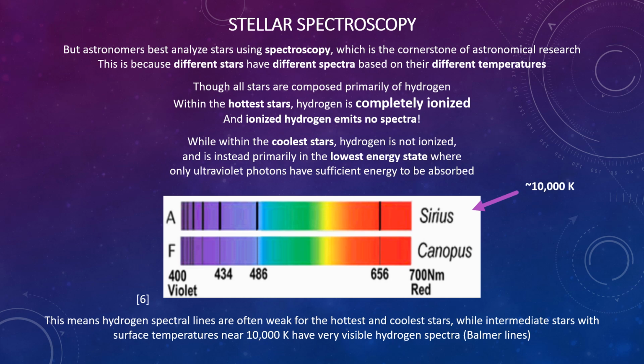So we can see in this image of two spectra of Sirius and Canopus, and we can see that Sirius has much more obvious spectral absorption lines, those black gaps that we see in the spectra, because its surface temperature is in that 10,000 Kelvin range.